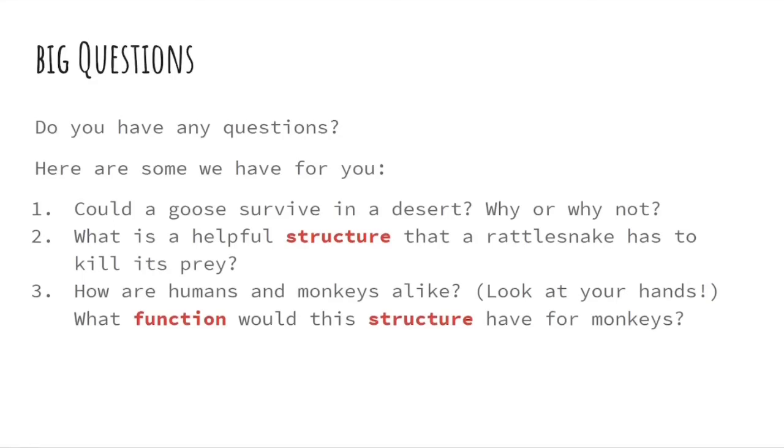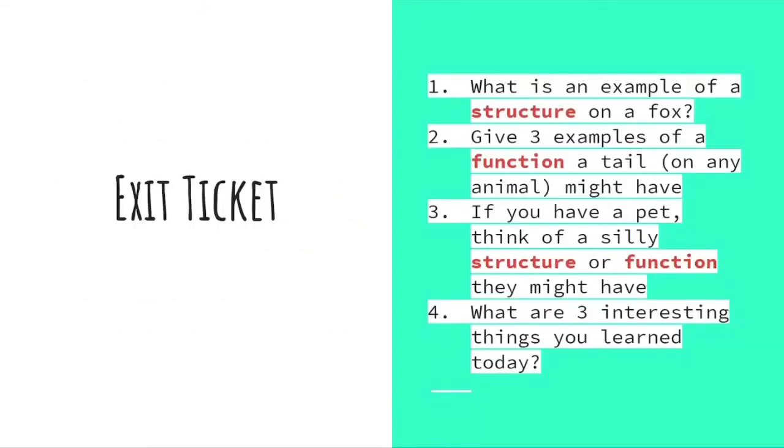And for number 3, humans and monkeys are alike because we both have hands that also have opposable thumbs. The structure for monkeys and humans are the opposable thumbs that help us use tools and manipulate objects. Now that we are finished, we hope that those big questions help you start thinking about structures and functions of animals. Now, before we leave class today, we would like you to finish an exit ticket.